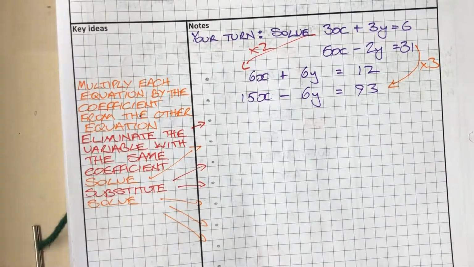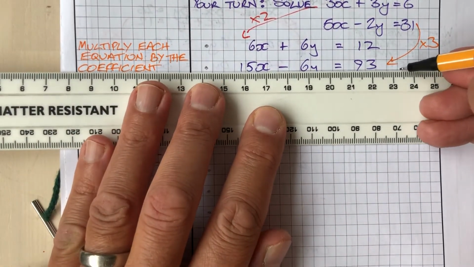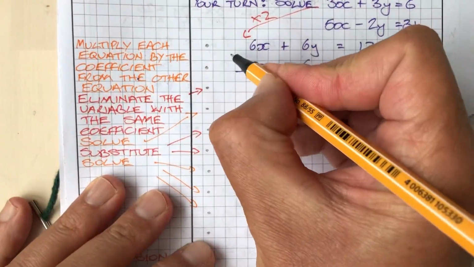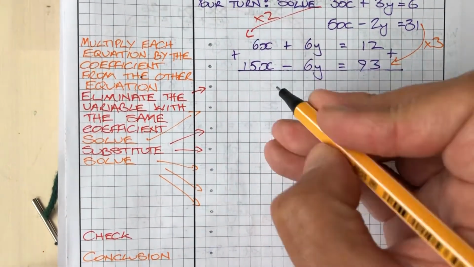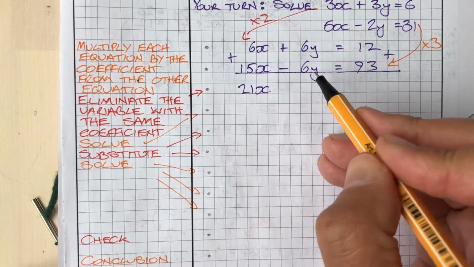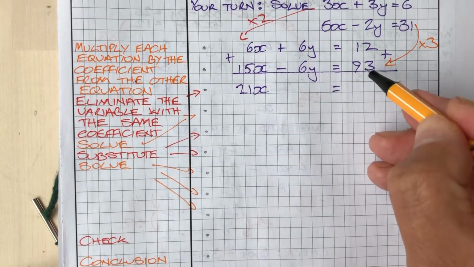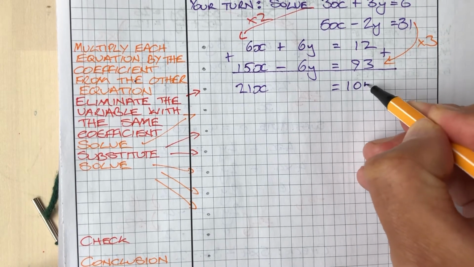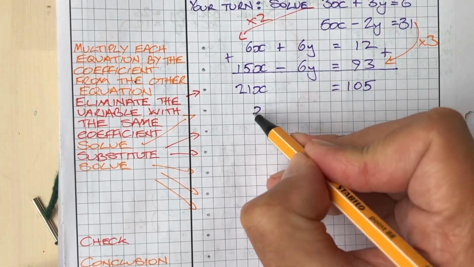And same sign subtract. I haven't got the same signs, so I am going to be adding. So 6x add 15x gives me 21x. 6y add negative 6y is nothing. Good, I've only got x, I haven't got y as well. 12 add 93, that is 105. My number times 21 is 105.